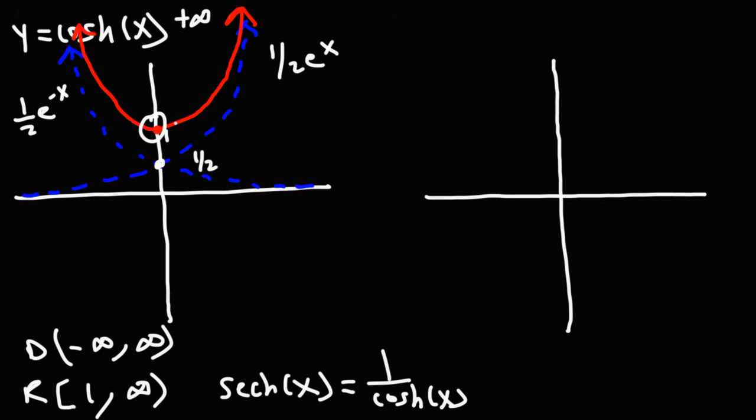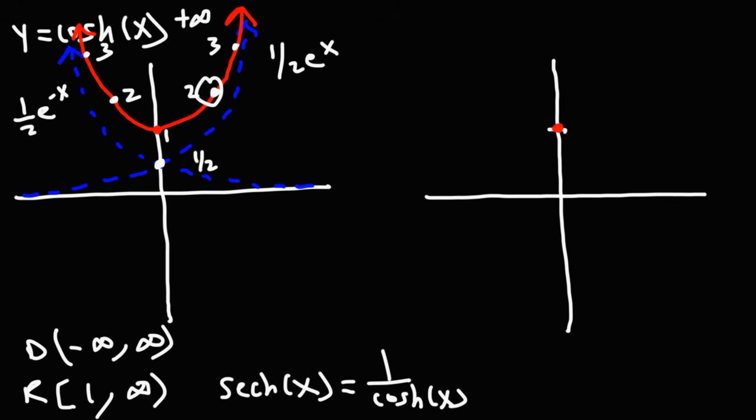So looking at this point, it's 1. 1 over 1 is just 1. So at 1, we're going to have the same point. Let's say this is 1 here. Now let's say this point has a y value of 2 and this point has a y value of 3. This point 2 will also have a y value of 2. This one will have a y value of 3.